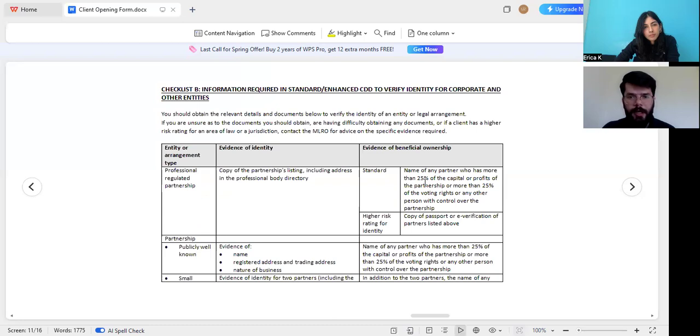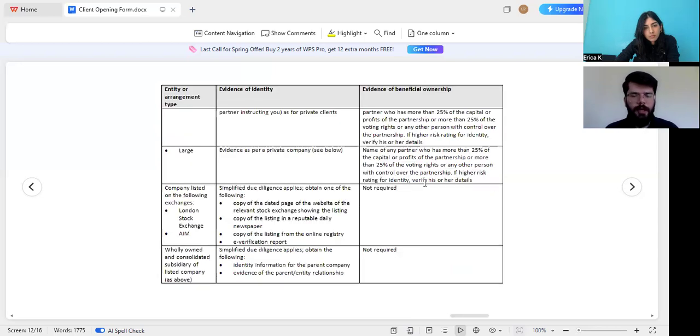checklist B, information required in standard enhanced due diligence. To verify identity for corporate and other entities. So this is a down list of how would you identify a professional or a regulated partnership, a partnership publicly well known, small partnerships. Then you've got standard risk, higher risk rating for identity. Every law firm has their own list, and you can have access to it, and they can give you access to it.